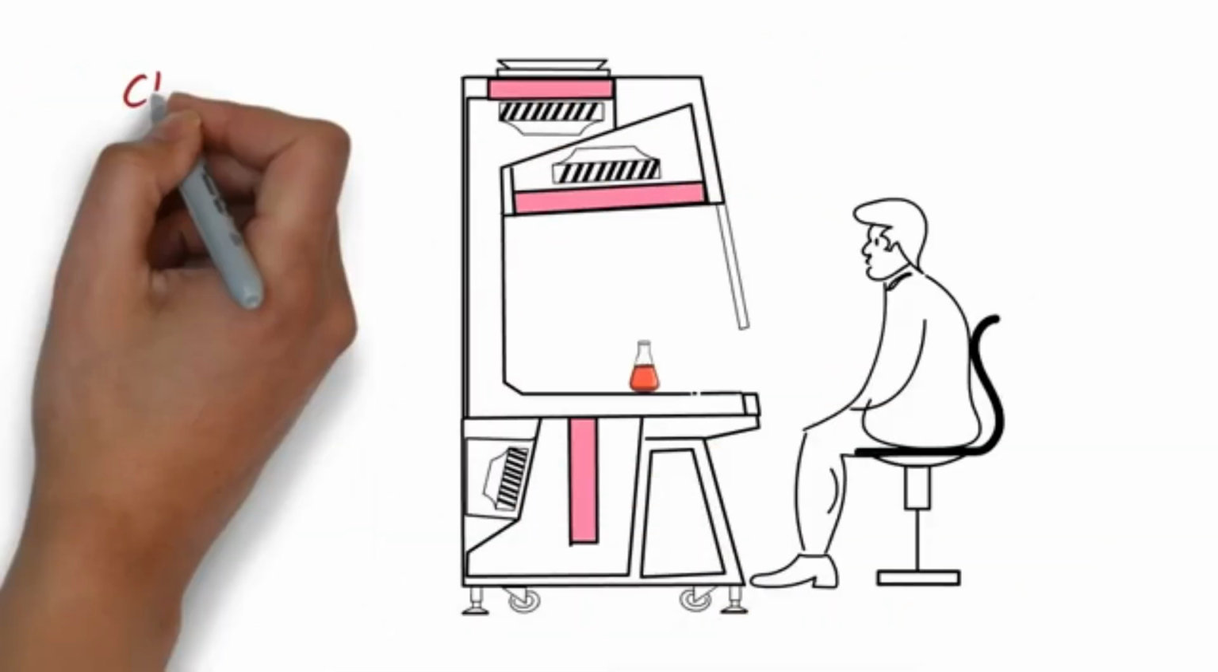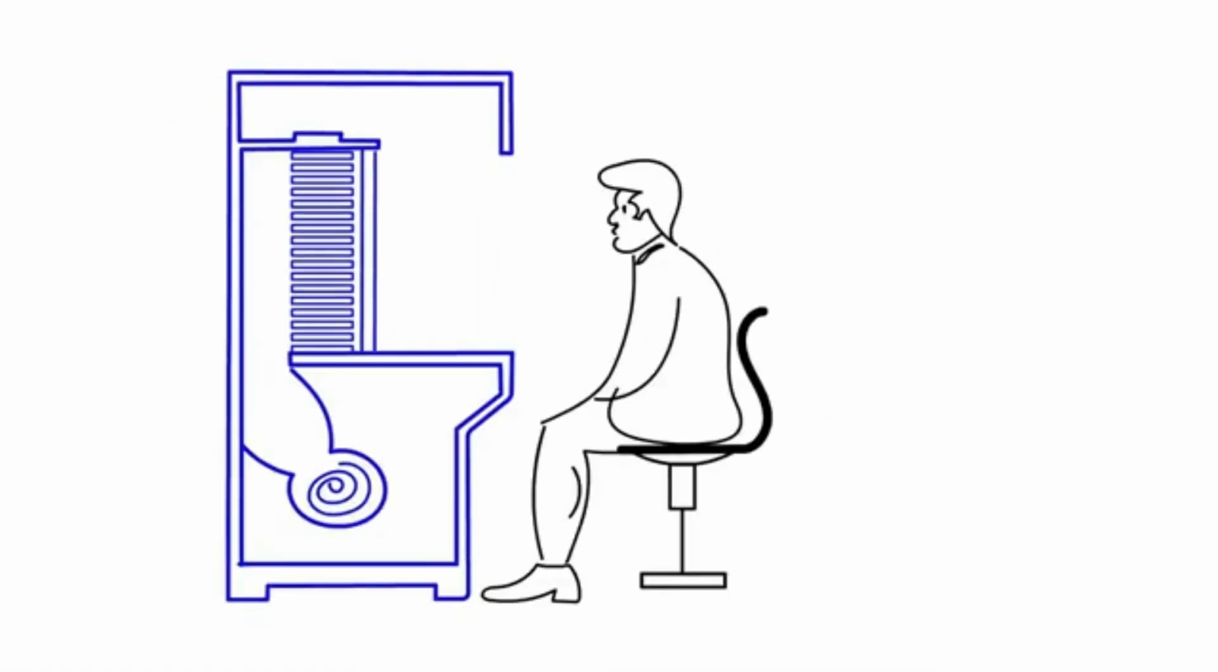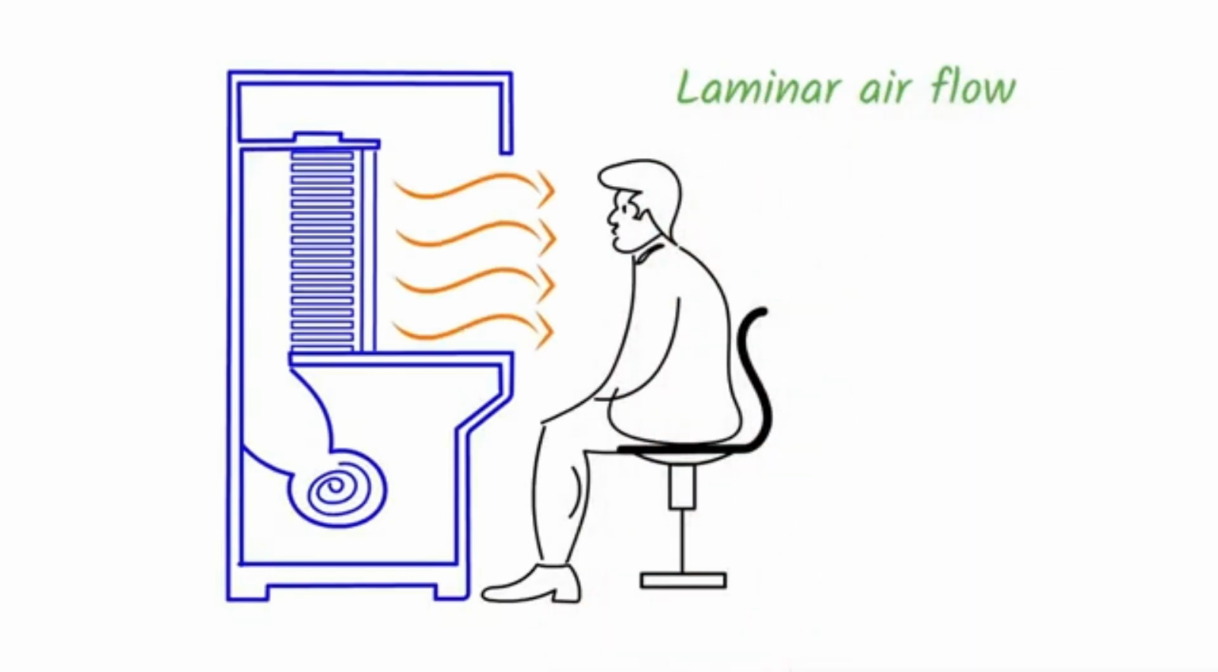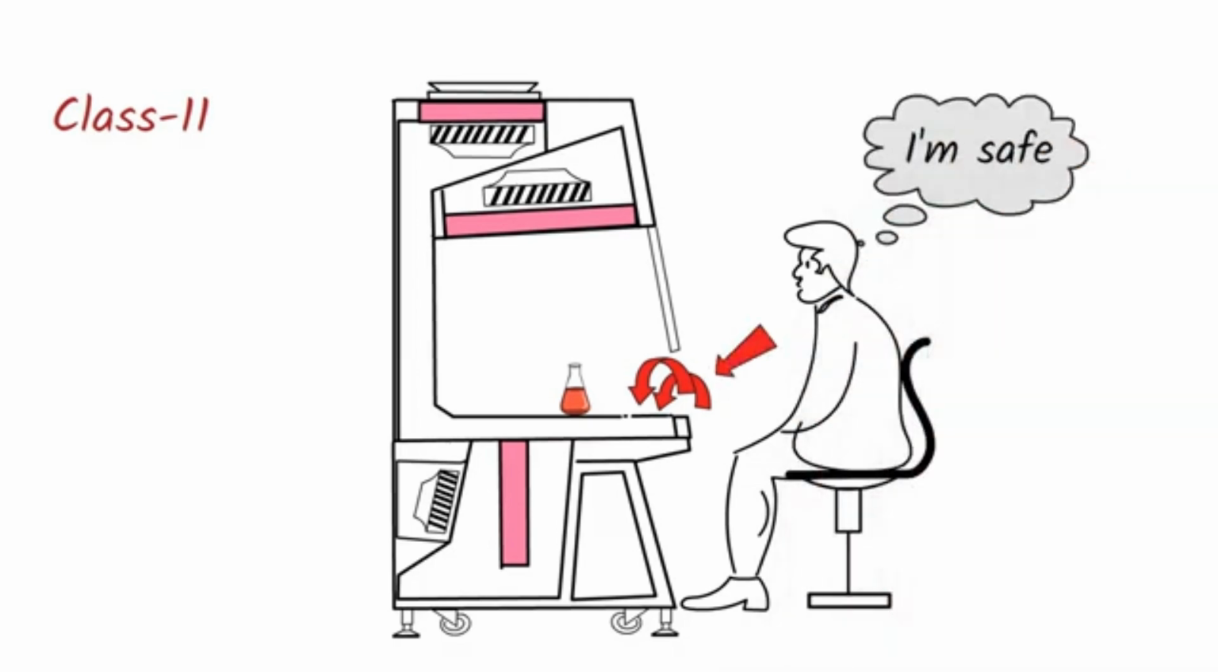On the other hand, in the Class 2 biosafety cabinets, the air enters into the cabinet through the front grille. If you remember, in the laminar airflow, the airflow is towards the operator. Whereas in this case, the air is pulled from the front grille, which means the dirty air is pulled from the operator side, and thus providing safety to the operator.